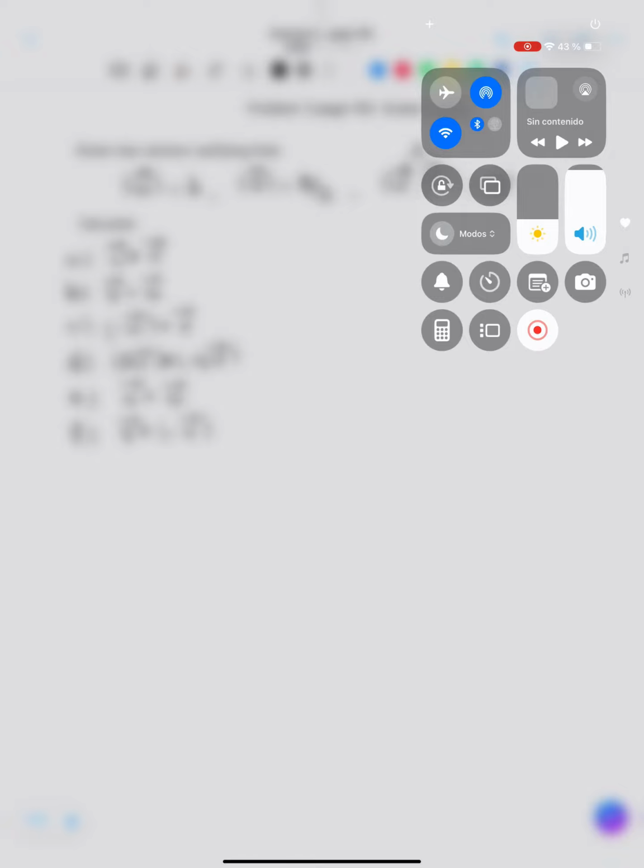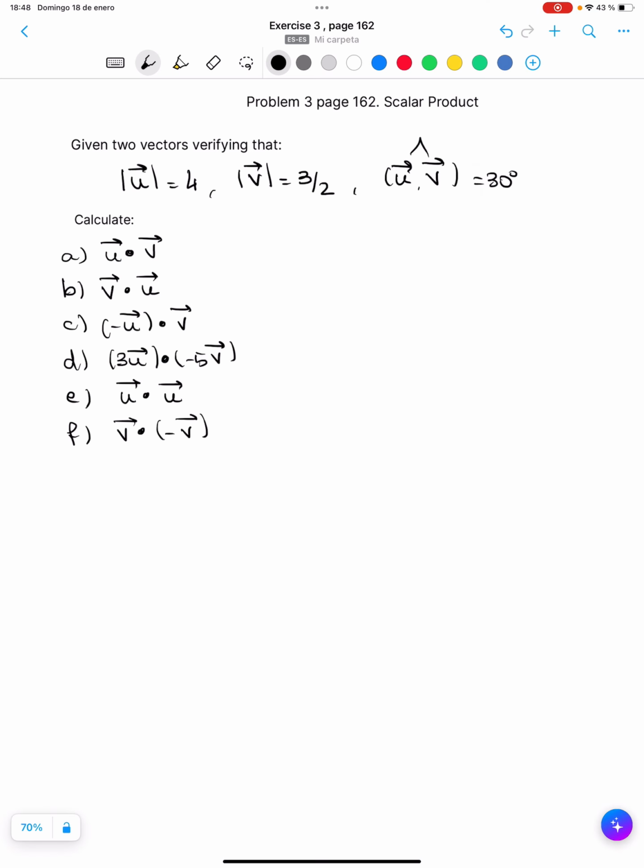Good afternoon. We are going to solve an exercise related to the scalar product. The exercise is number 3 on page 162. The exercise says, given two vectors verifying that the magnitude of u is 4, the magnitude of v is 3/2, and the angle they form is 30 degrees. Calculate. You have different questions. So we start with the first one.